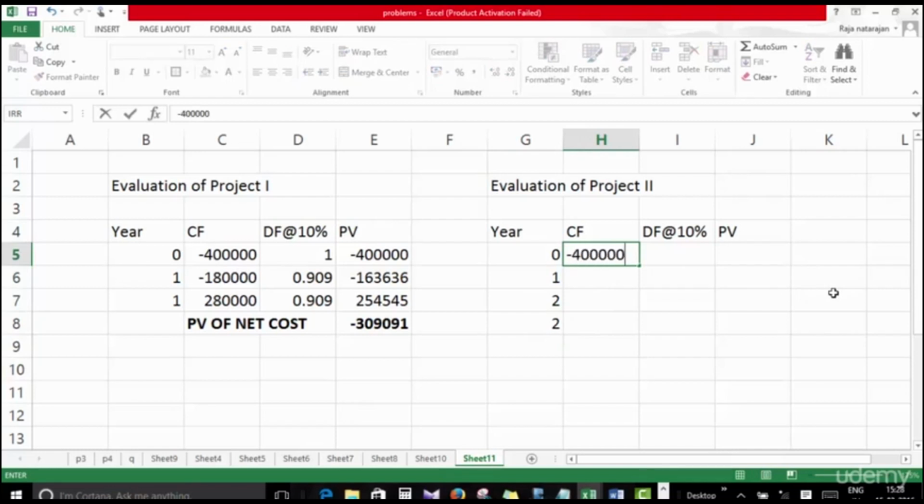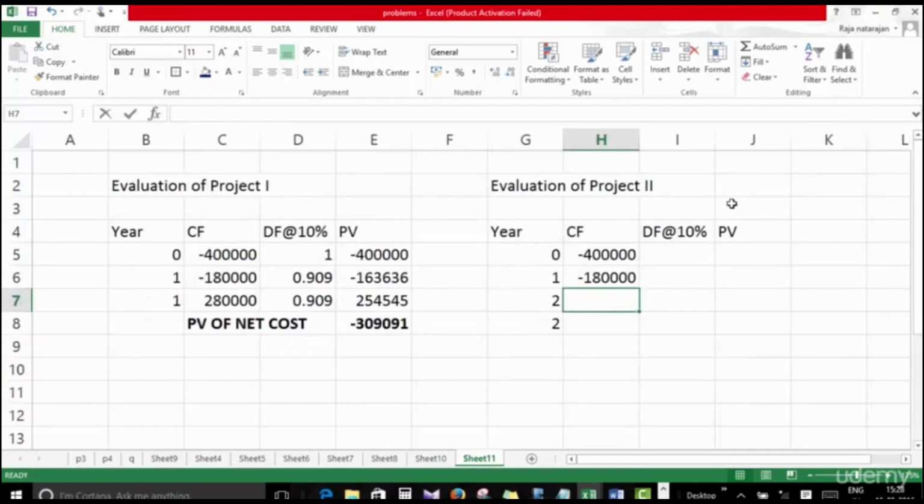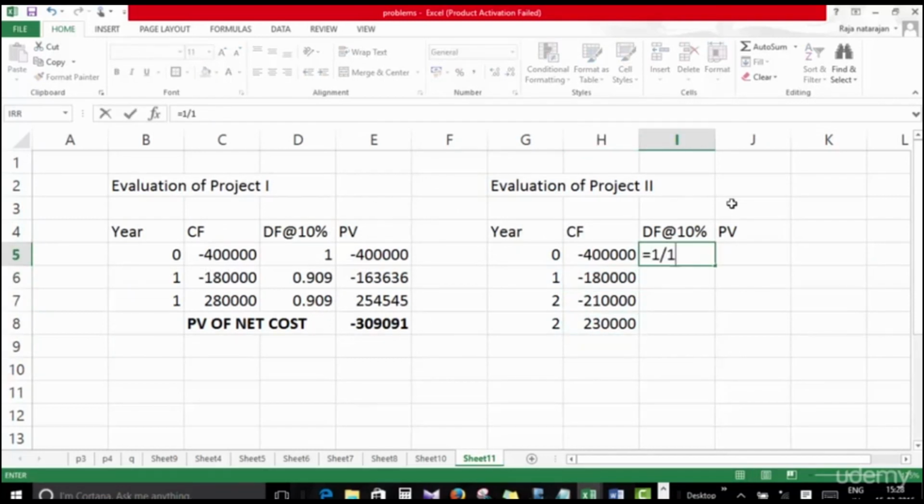The investment is 4 lakh, no change in that. Year 1 is 1 lakh 80,000, no change in that. Year 2 operating cost is 2 lakh 10,000, so minus 2 lakh 10,000, and at the end of year 2 this can be sold for 2 lakh 30,000. So the inflow is 2 lakh 30,000. Then we need the discount factors, that is 1 divided by 1.1 to the power of the time period. For year 0 it's going to be 1, year 1 it will be 0.909. We'll keep it at 3 decimals. Year 2 is 0.826 and the same is repeated.